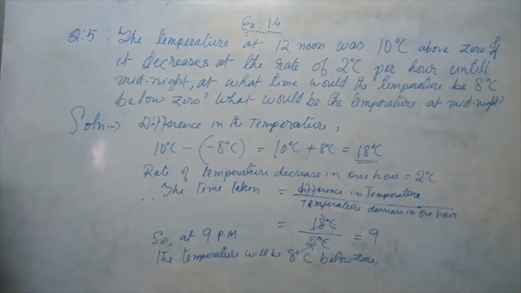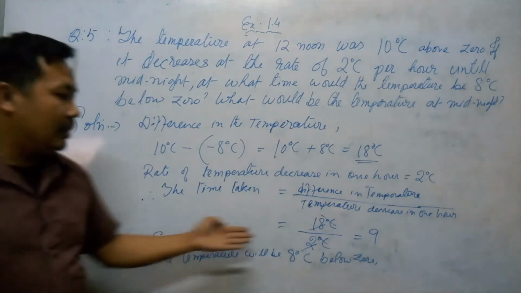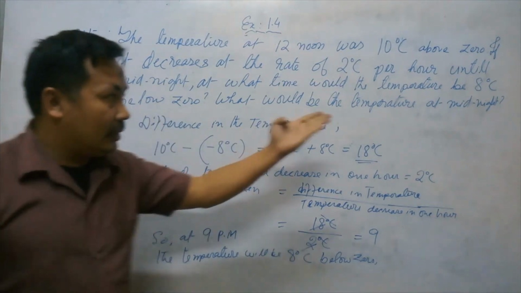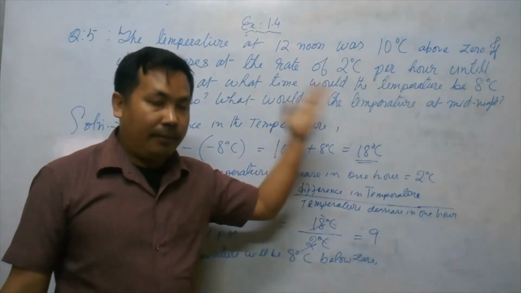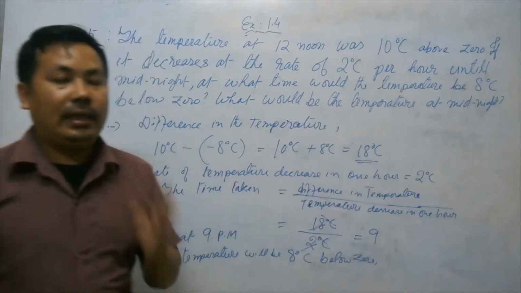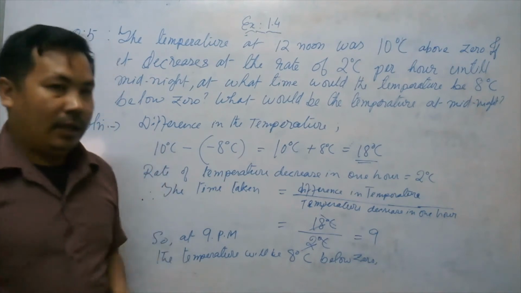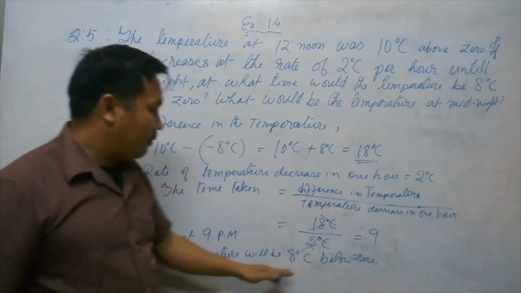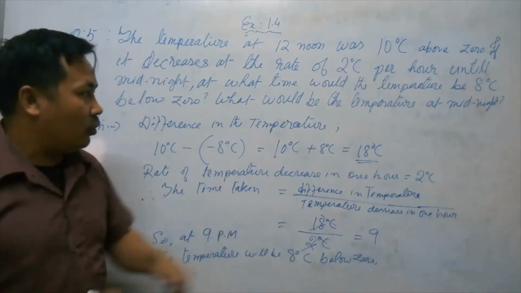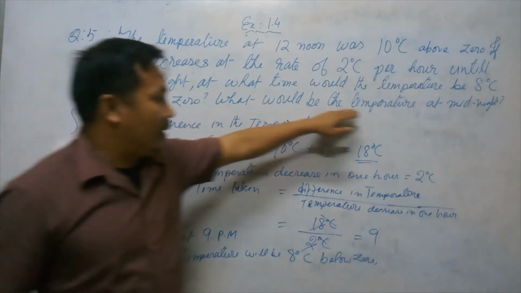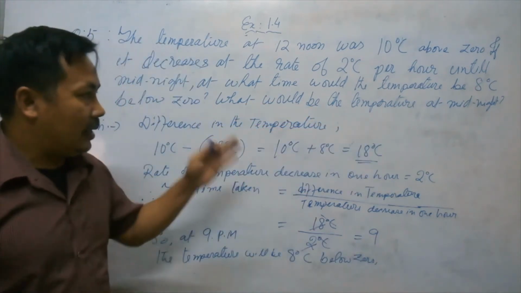Okay, that's all. So we got the time at which the temperature will be 8 degrees Celsius below 0. It is in the night at 9 p.m. Now this is the first part of the question, and the last part of the question is: what would be the temperature at midnight?